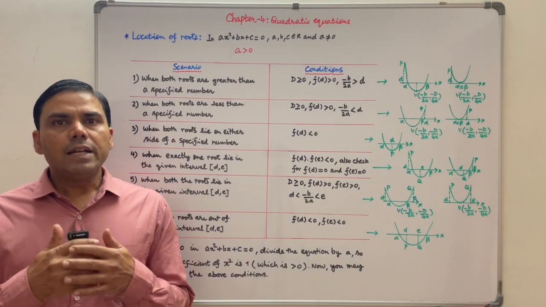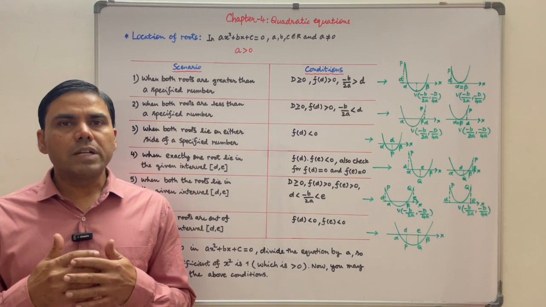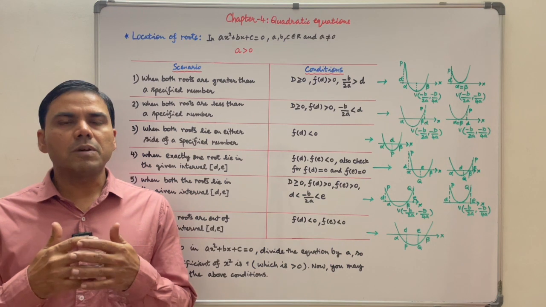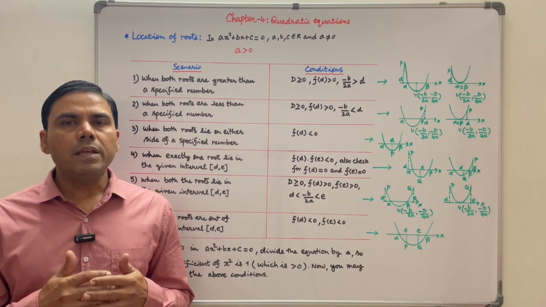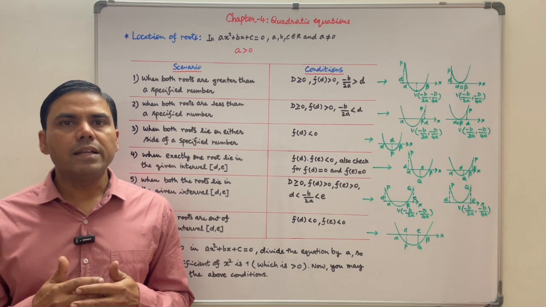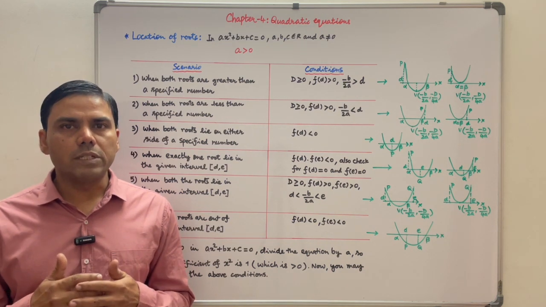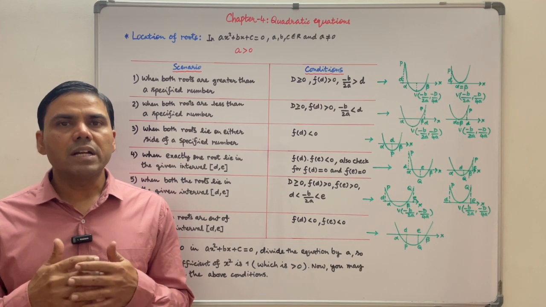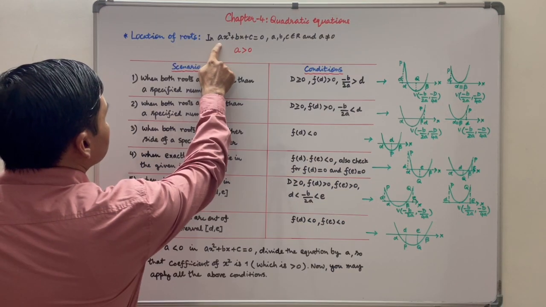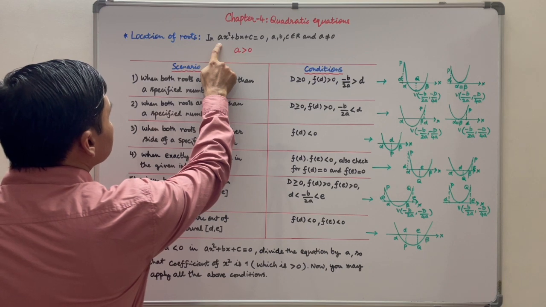Hello children, let us understand location of roots in a quadratic equation ax square plus bx plus c is equal to 0, where a, b, c are real and a is not equal to 0. We will consider 6 scenarios and write the corresponding conditions. Here it is assumed that a is greater than 0.